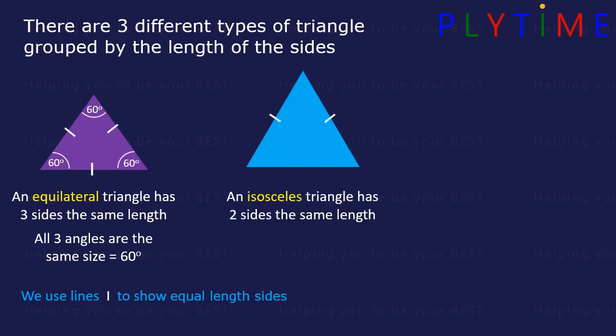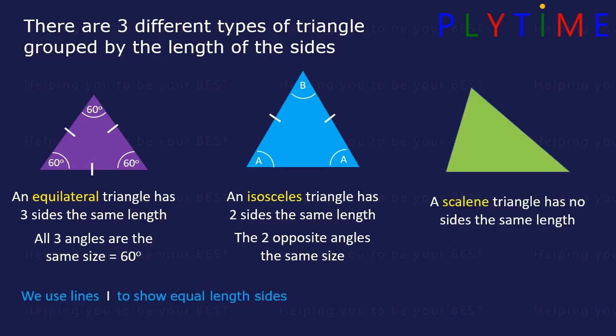This is an isosceles triangle and 2 of the sides are the same length. The 2 opposite angles are also the same size. We can call them A here. This is a scalene triangle. It has no sides that are the same length and its internal angles are all different.